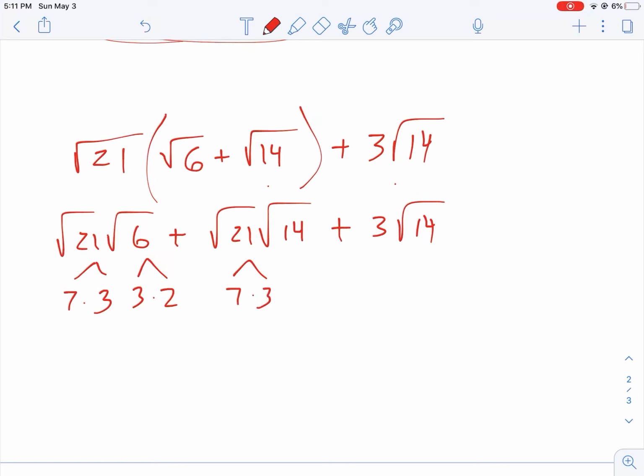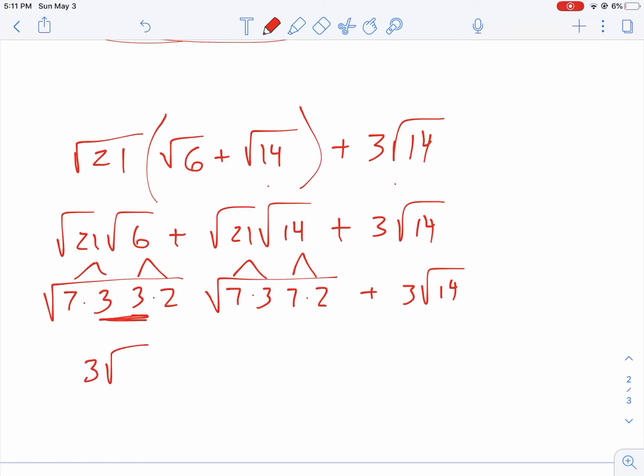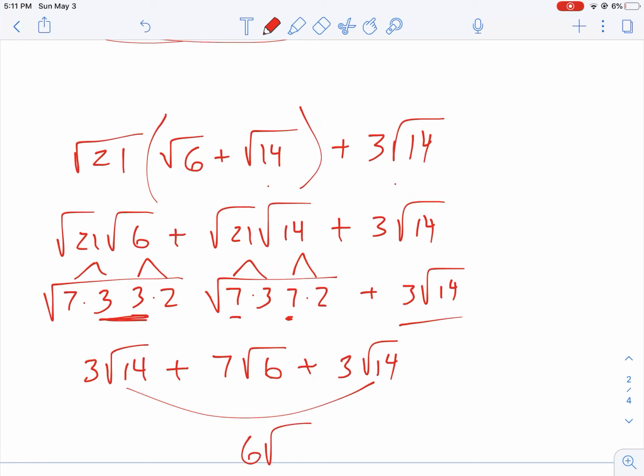So this is 7 times 3, this is a 3 times a 2, this is a 7 times a 3, this is a 7 times a 2, plus this 3 root 14. Okay, so these are all in the square root. So a 3 comes out and I get 3 root 14. A 7 comes out, I get a 7 root 6. And then I have the 3 root 14 that I was adding. Oh, hey, look, I can combine those. So 6 root 14 plus 7 root 6. Sweet.